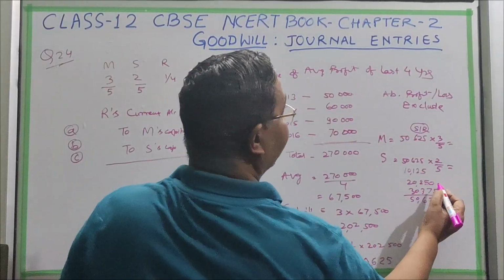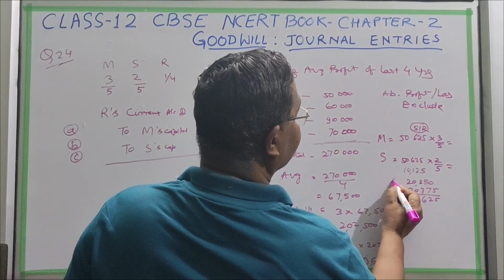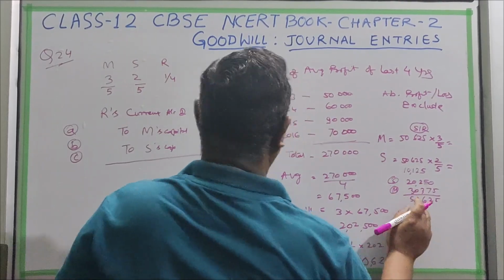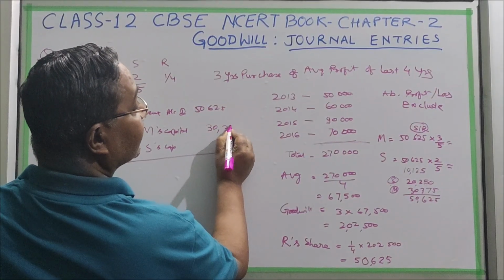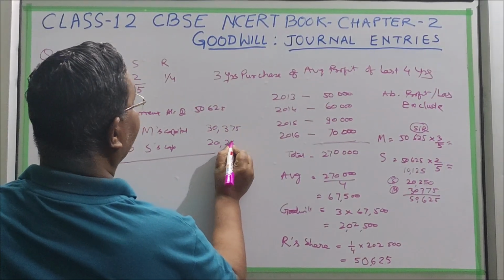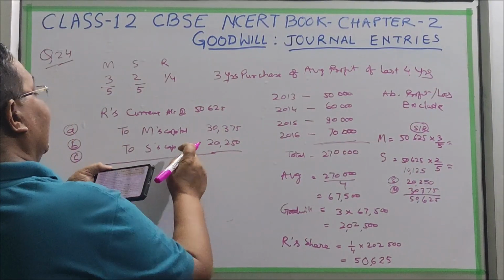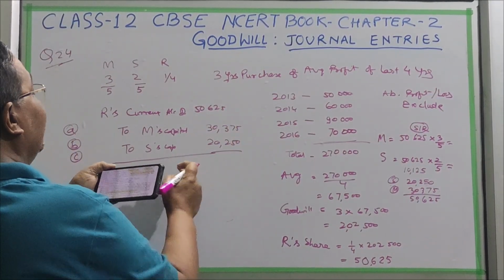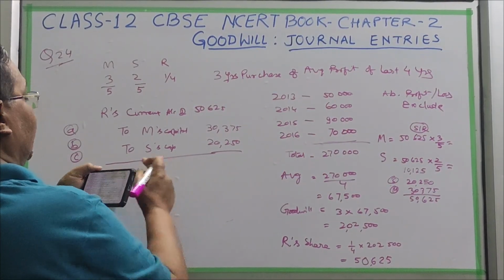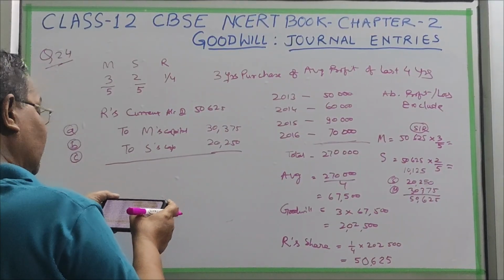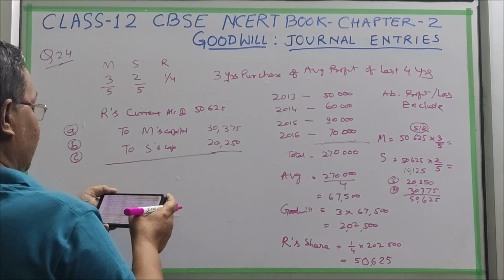So here, this is Mohan and this is Sohan. This amount we will write here. Mohan 30,375 and Sohan 20,250. This they will take. The amount he could not bring, for that his current account will be debited, and the existing partners will be credited in their sacrifice ratio. You have to write the narration. Okay, and whatever goodwill is appearing in the books, it will always be written off. Okay, now question number 25 we are going to do.